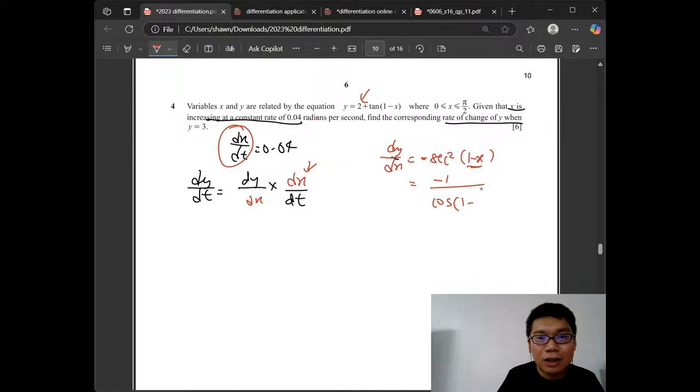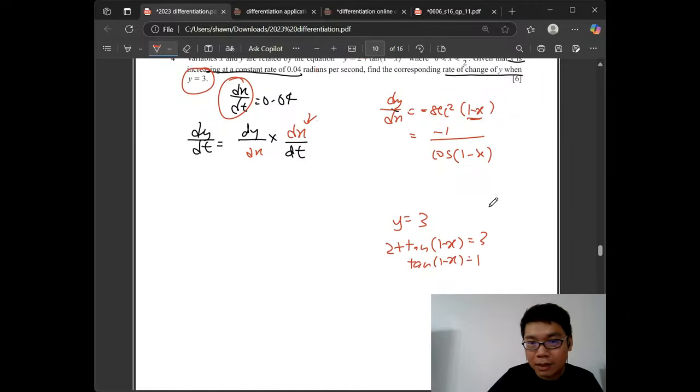The x value, we need to find the x value, okay? Because if not, we are unable to find the value of dy/dx. We must find the value of dy/dx. So how? They give us y equals 3, so we need to find what my x is. My bad. Okay.